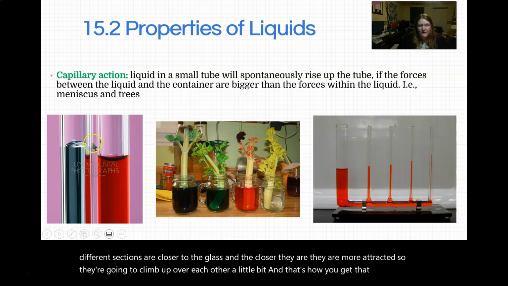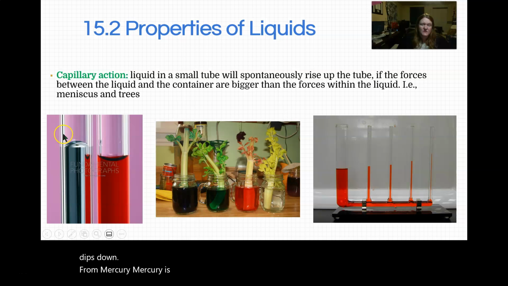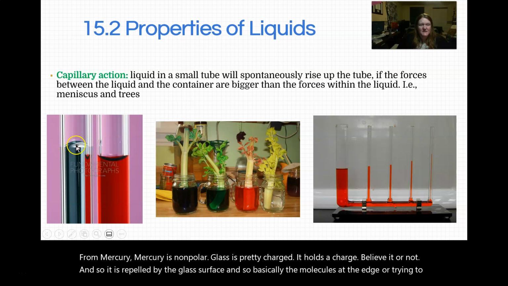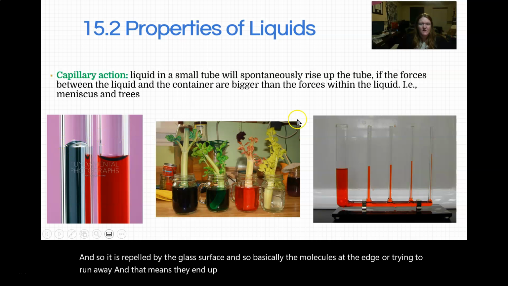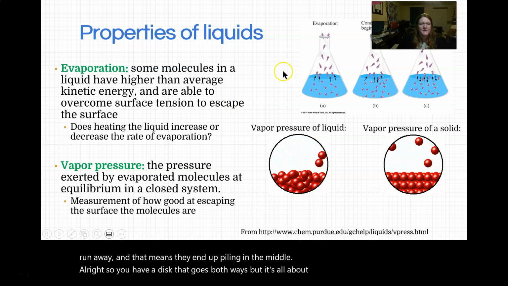dips down. For mercury, mercury is non-polar. Glass is pretty charged. It holds a charge, believe it or not. And so it is repelled by the glass surface. And so basically, the molecules at the edge are trying to run away. And that means they end up piling in the middle. Right? So you can have a meniscus that goes both ways. But it's all about the IMF.